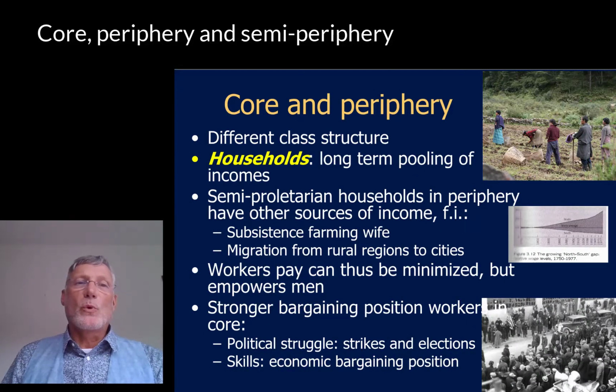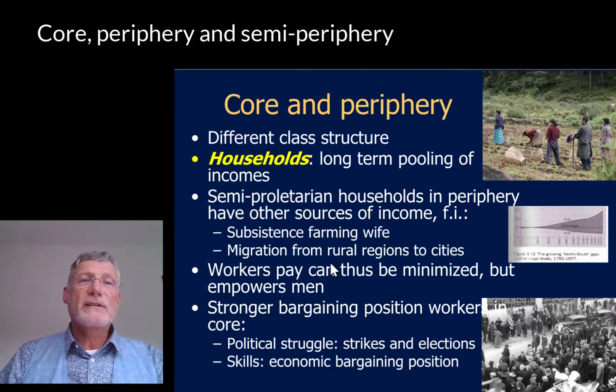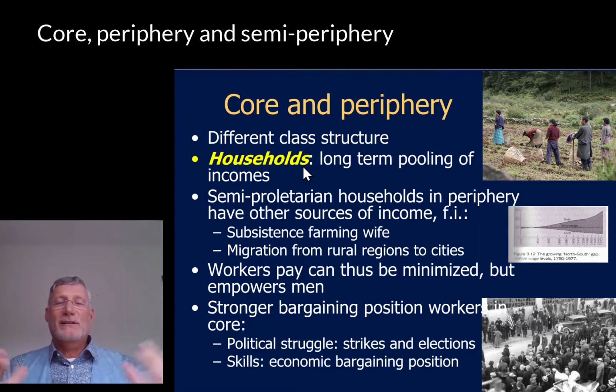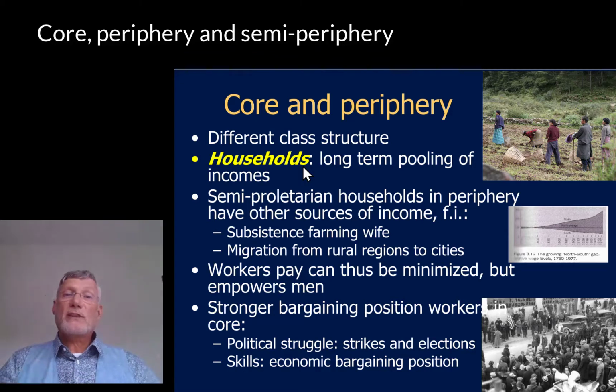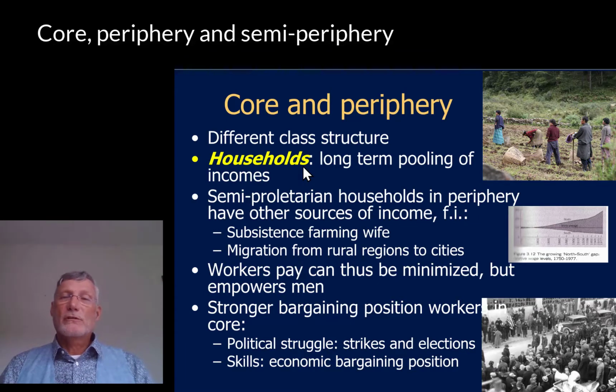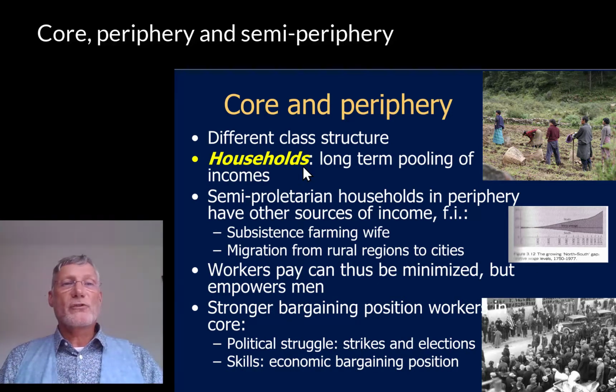How does this work? Well, an important concept in this regard, which Wallerstein uses, is the idea of households. Core and periphery: why are the wages lower? Well, that has to do with different forms of household structures. Households are more than just a family. It can be a one or two person household in the core, but it can be a more extended family in the periphery. The basic idea is that a household, over a longer period of time, pools its resources, pools its income.